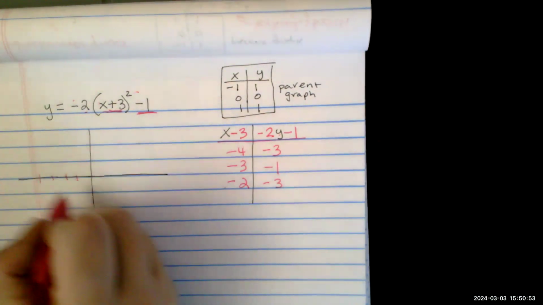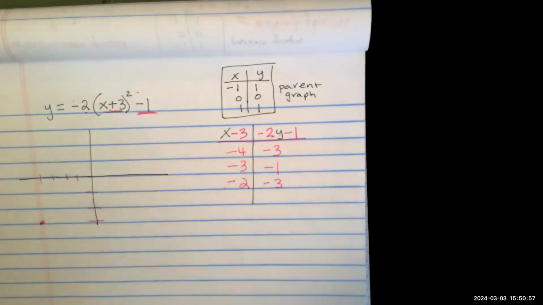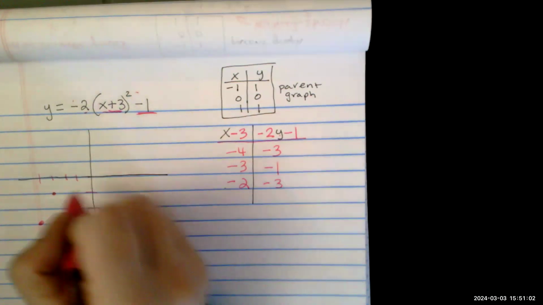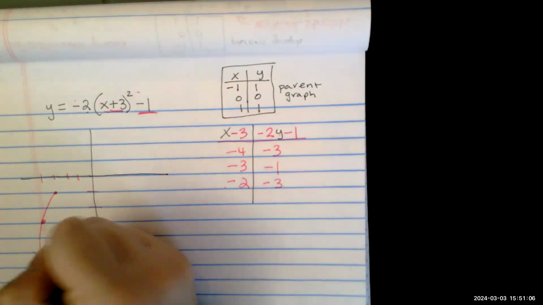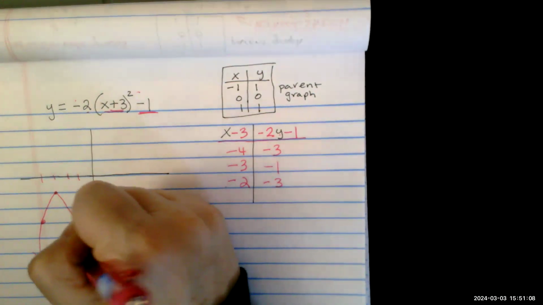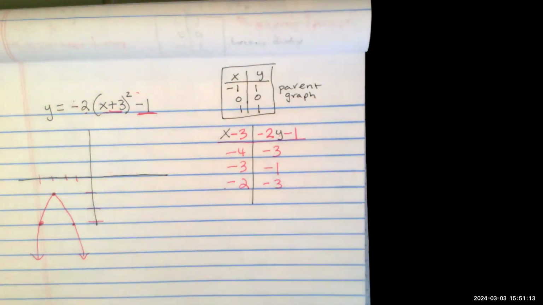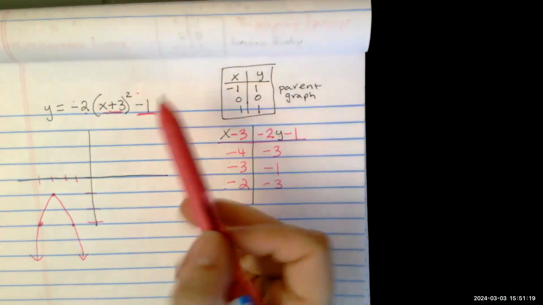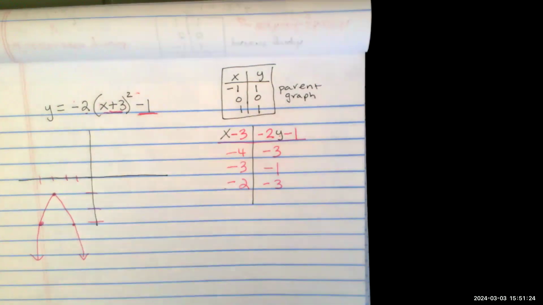So -4, -3, -3, -1, and -2, -3. It makes sense that it's going down because of that negative, and it makes sense that it seems like it's a little skinnier than normal because of that too. Otherwise, it moved left 3 and down 1.